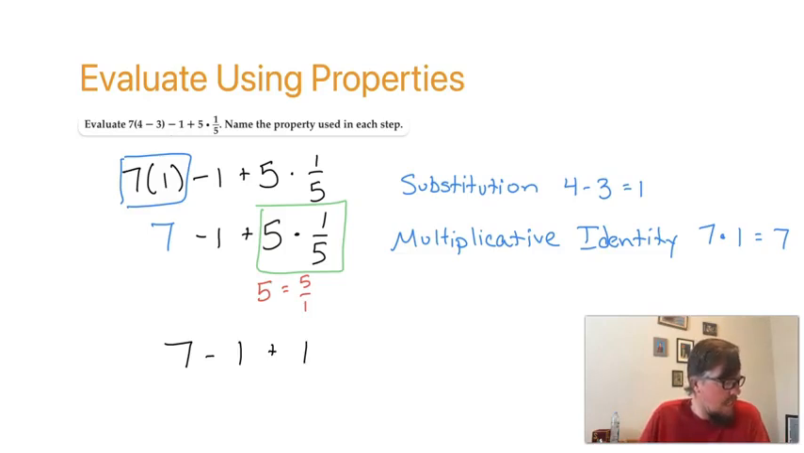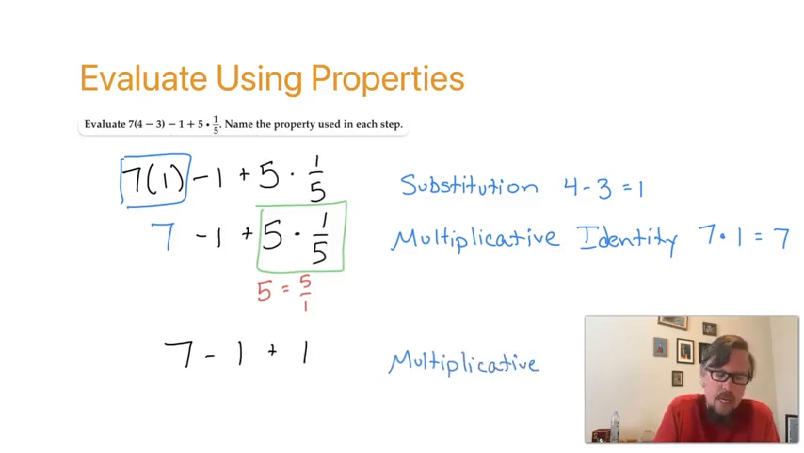So what is the property that tells us anything multiplied by its reciprocal is equal to 1? The name of that property, it's also multiplication, so it's the multiplicative inverse. The multiplicative inverse property is the one that says 5 multiplied by 1 over 5 is 1.